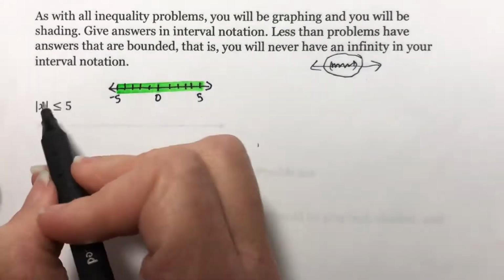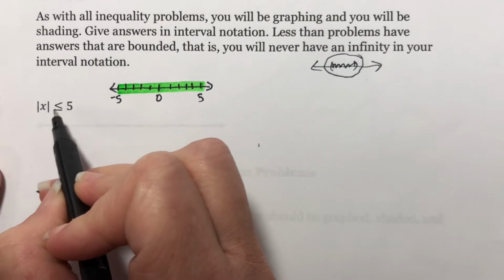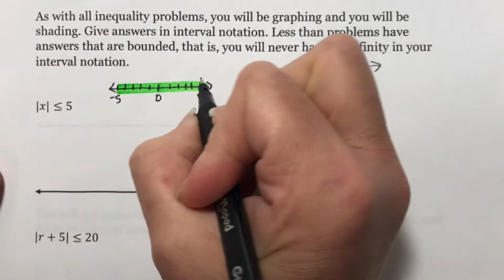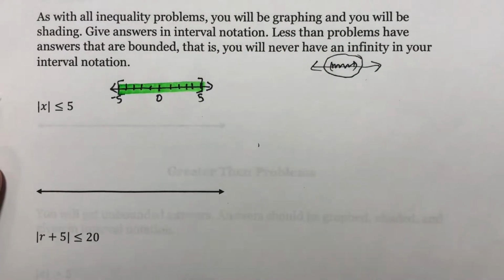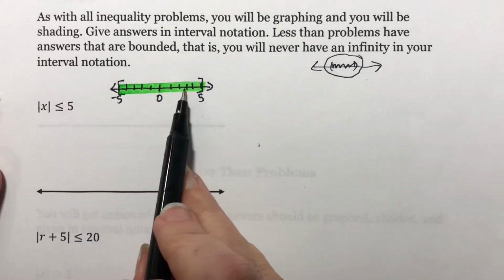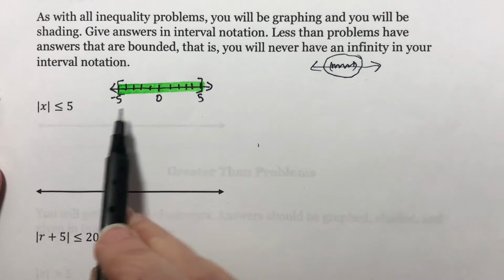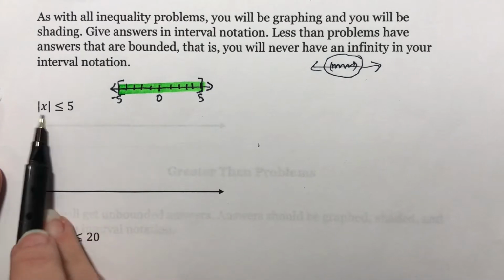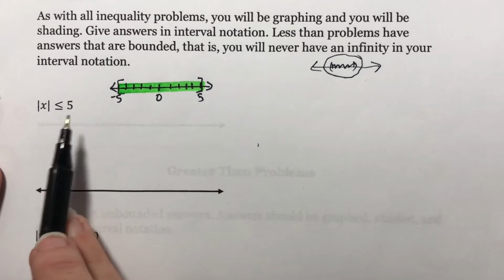Now, in interval notation, remember that when you have an equal to on it, you're going to use a bracket on both sides. Okay, this is what I mean by bounded. Our answer, you could write a circle around it. Now, we got our answer just by understanding what an absolute value is. We didn't talk about how to get this answer.